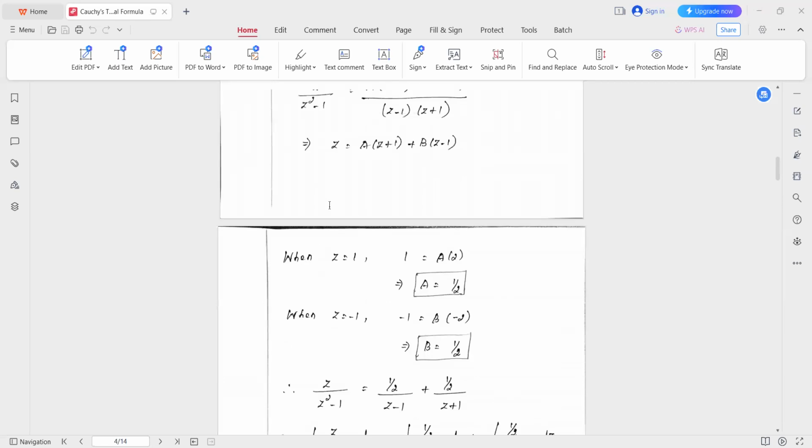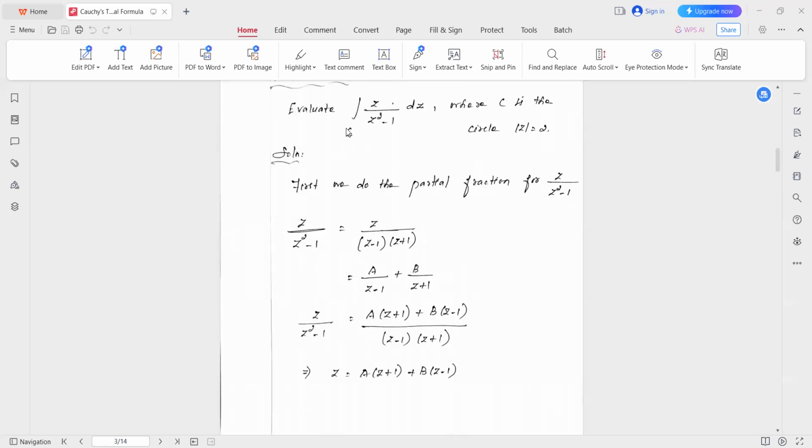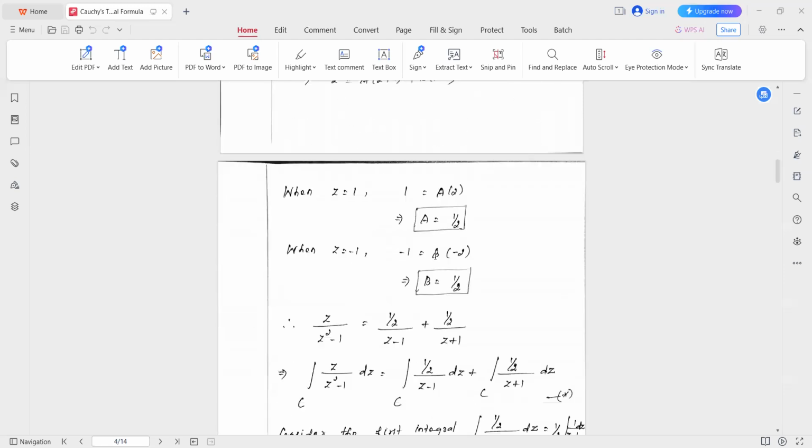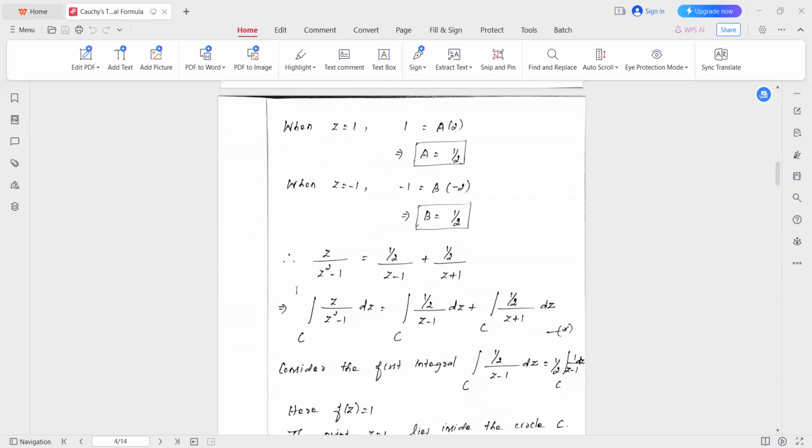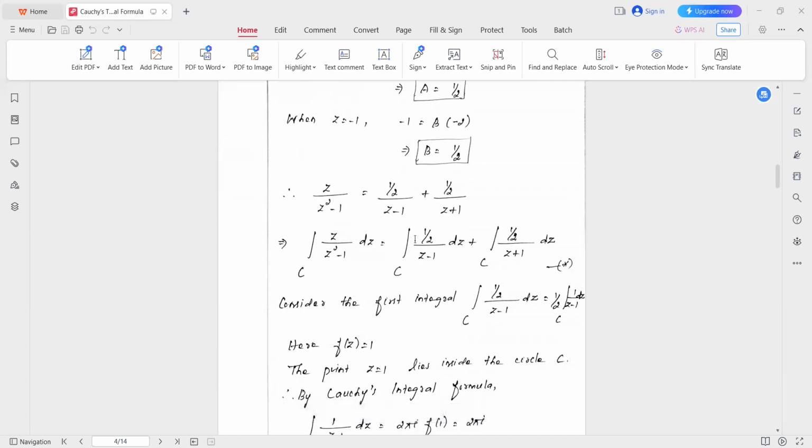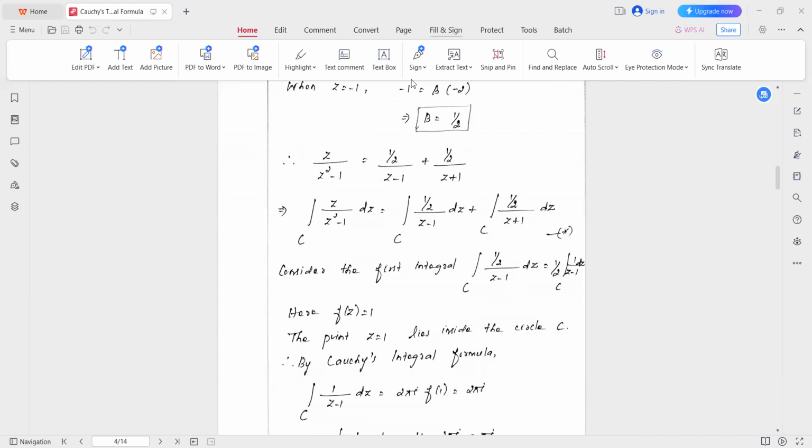So now we have to take the integral because we need to find the integral value of this one, isn't it? So we are taking the integral on both sides. Integral over c of z by z square minus 1 dz is equal to the integral over this plus the integral over this. Now we consider the first integral.